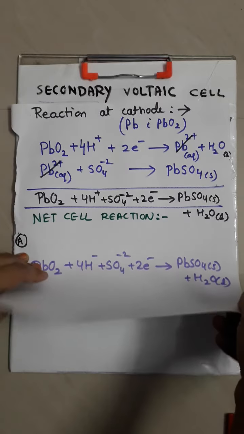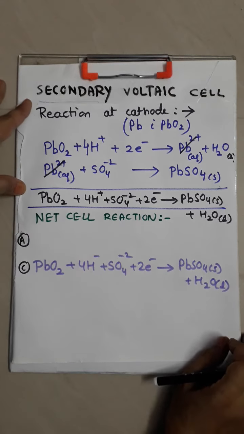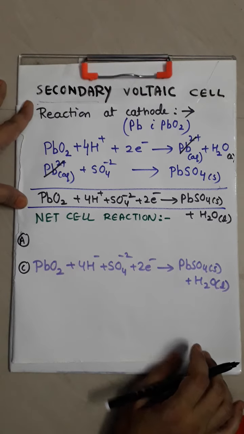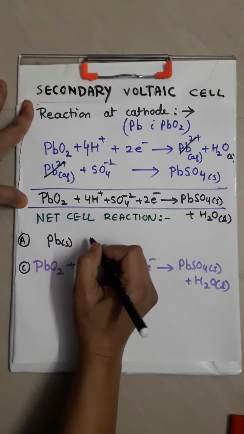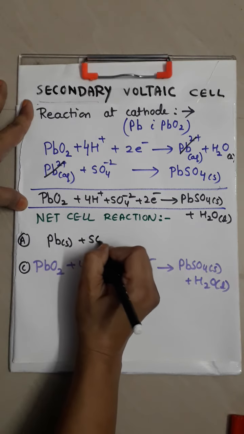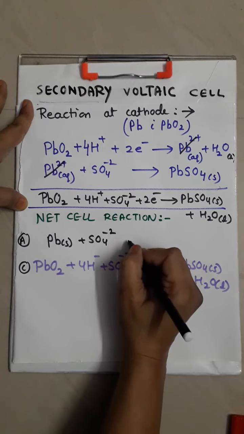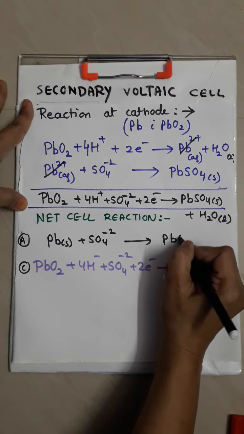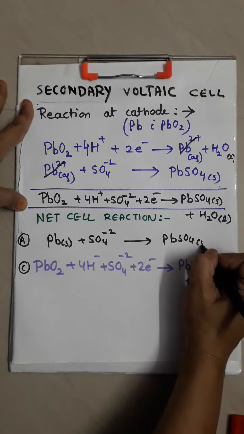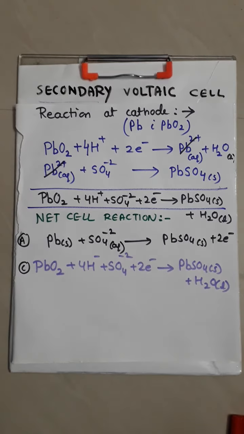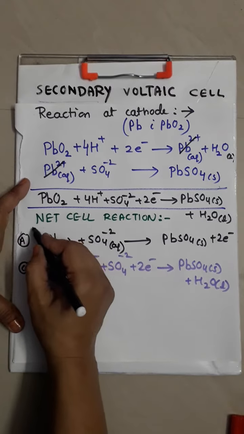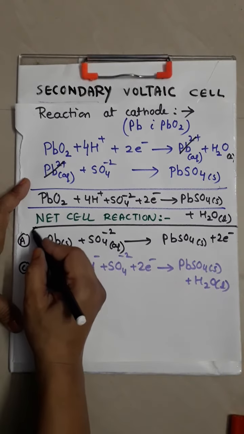Now if you remember, the reaction at the anode is Pb solid plus SO4 minus 2 forming PbSO4 solid plus 2e minus. Okay, now let us have a look at this reaction.